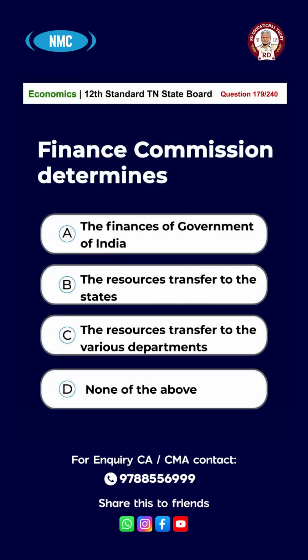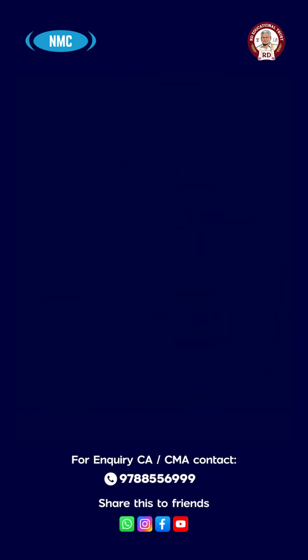Question number 179. Finance Commission determines A. The finances of Government of India, B. The resources transferred to the states, C. The resources transferred to various departments, D. None of the above. The answer is option B. The resources transferred to the states.